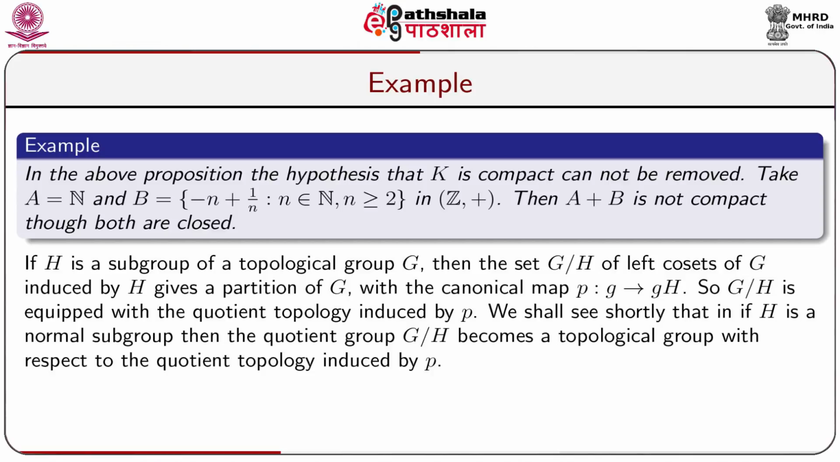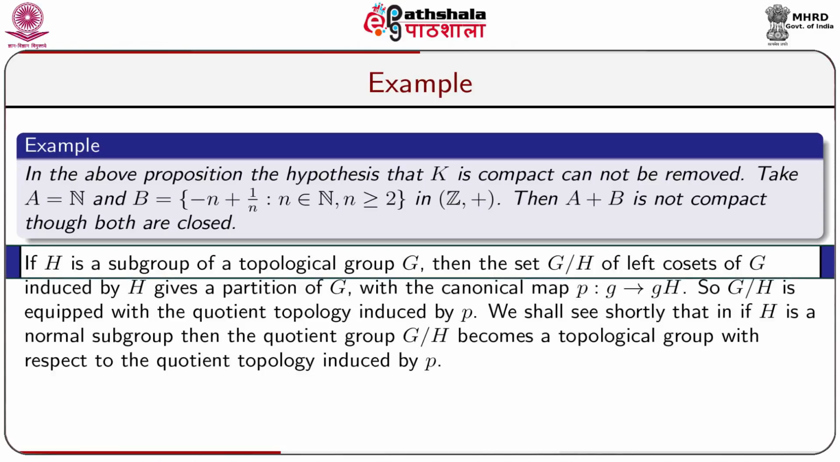Clearly, this is not compact in R plus. So, in the above theorem, the condition that K is compact is necessary. Next, we go on to prove some quotient space related properties of topological groups.